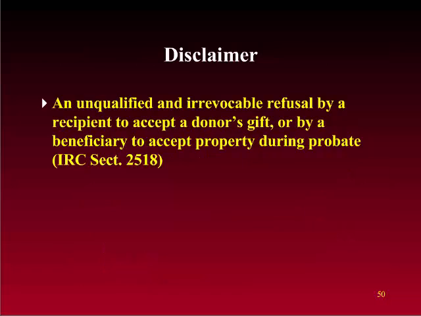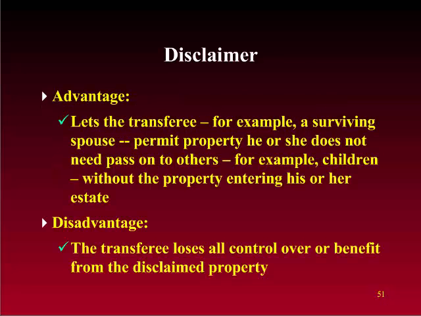All right, another provision is called disclaimer, and what this is, is an unqualified and irrevocable refusal by a recipient to accept a donor's gift or by a beneficiary to accept property during probate. And this is the Internal Revenue Code section that talks about disclaimer. The advantage of a disclaimer is it lets the transferee, for example, the surviving spouse, refuse property that he or she does not need to pass on to others, for example, children, without the property entering their estate. The disadvantage is, of course, the transferee loses all control over and benefit from that disclaimed property.